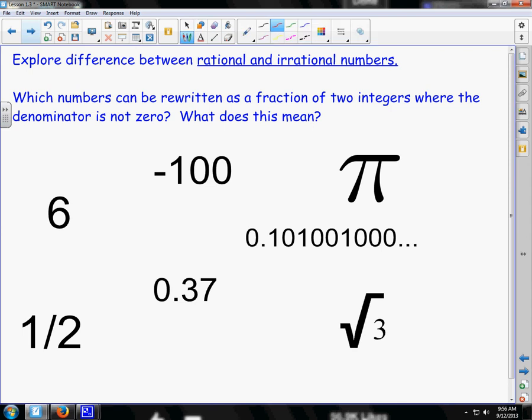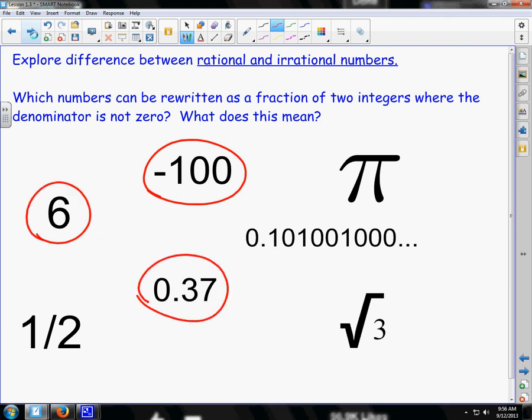All right, so if I think about my rational numbers, that means they have an end or a pattern or they're a whole number. So I know that this is a rational number because it's 100, -100. 6 is also a rational number. 0.37 is a rational number because it's a decimal that ends, it stops. And 1/2 is a rational number.